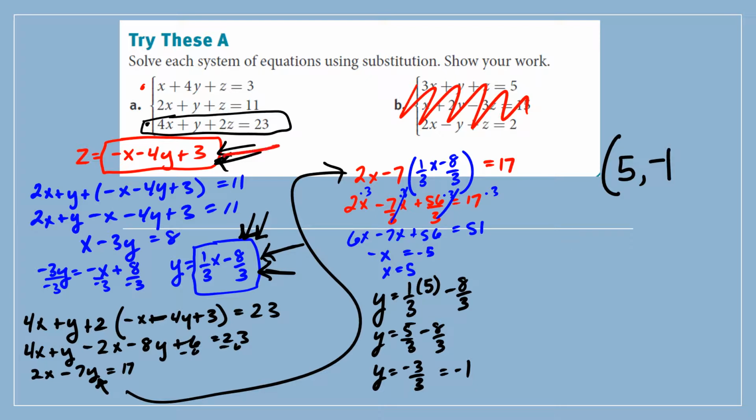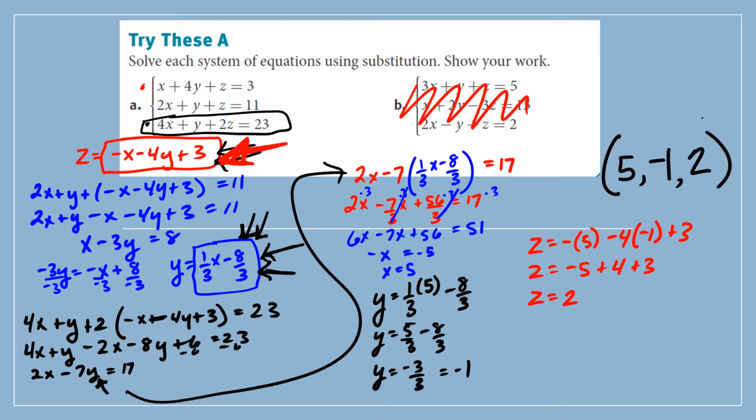So z, coming back to this box up here, okay? Z equals negative x, which is 5, minus 4 times y, which is negative 1, plus 3. So that means z equals negative 5 plus 4, because negative 4 times negative 1, plus 3. So z equals negative 5 plus 4 is negative 1, plus 3 is 2. So I got my ordered triple solution is 5, negative 1, 2. And if I plug that in for x, y, and z into all three of these equations, it will make them all true to prove my solution.